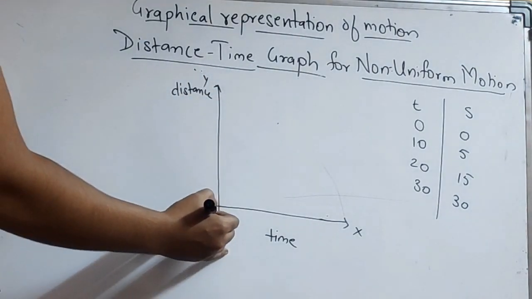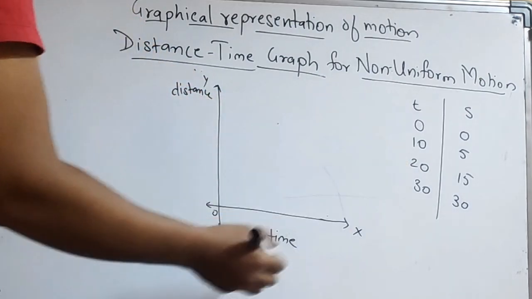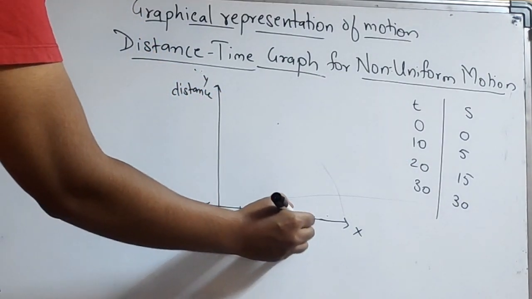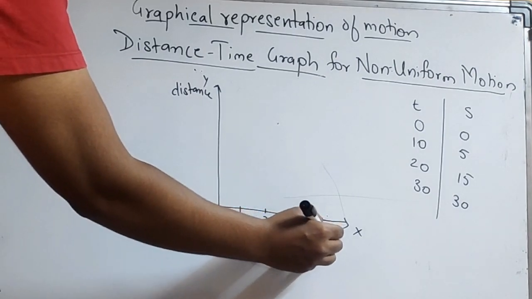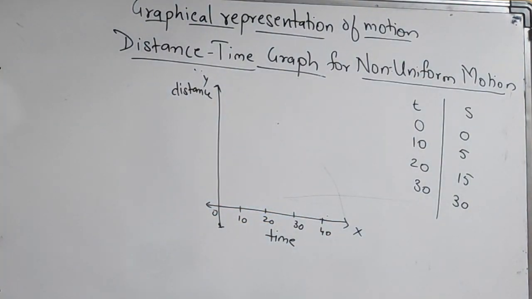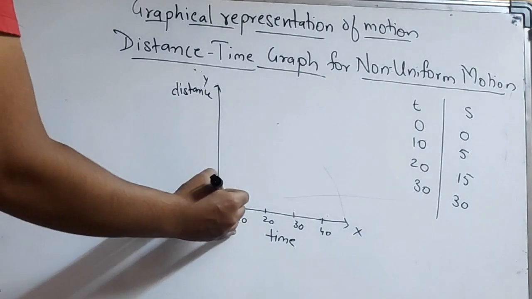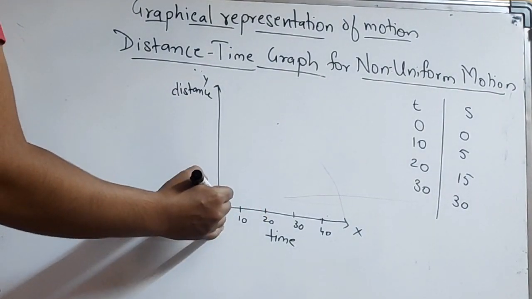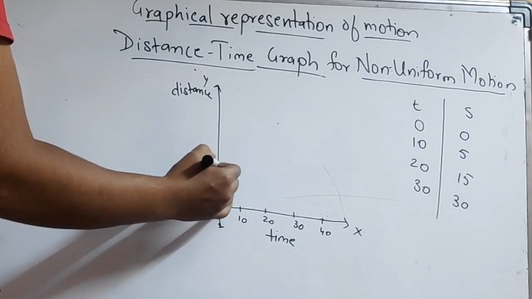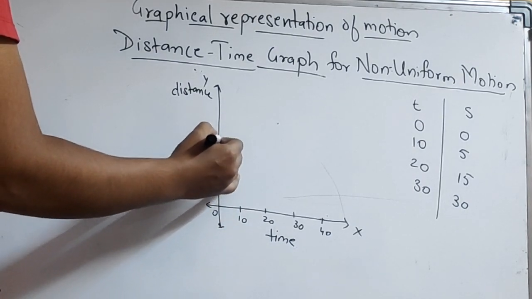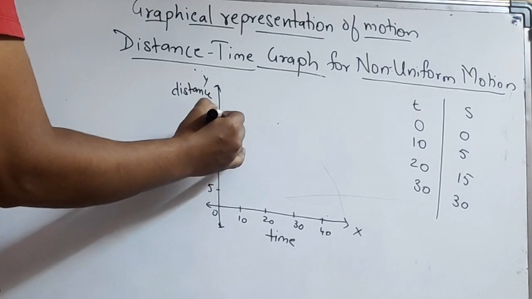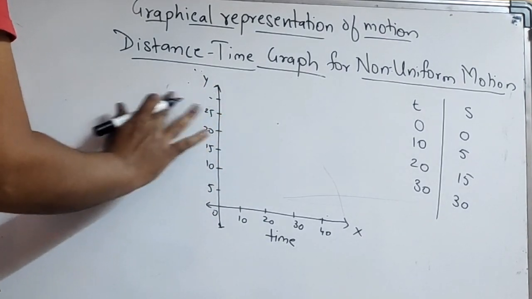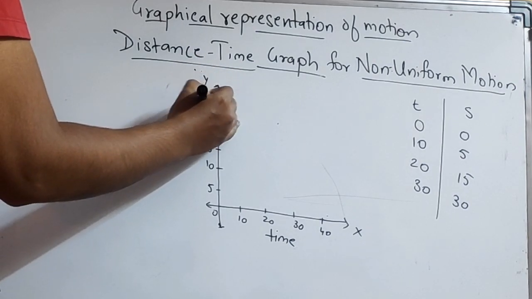Okay, 0. See how is the time moving forward? Multiples of 10. So you got 10, 20, 30, 40 and so on. For time, sorry, for distance you got 0. I will write 5, 10, 15, 20, 25 and say 30.